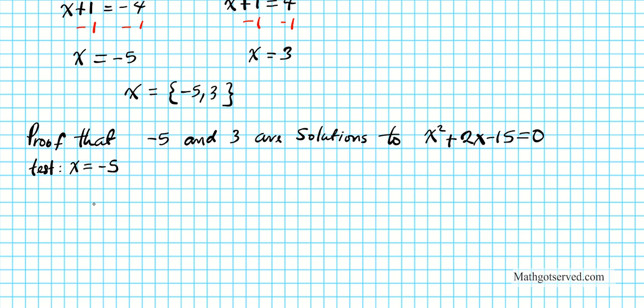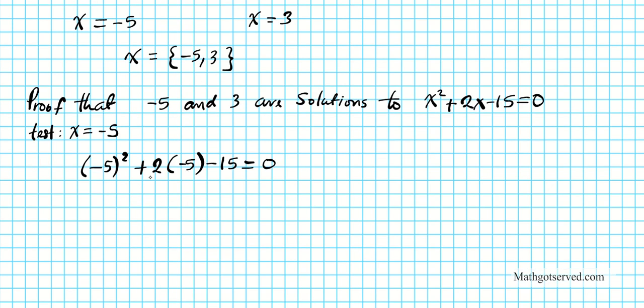So we're going to have -5 quantity squared, by substituting -5 for x, plus 2 times -5 minus 15 equals 0. So we're plugging in -5 for x in this equation, and we end up with this equation right here. Is this a true statement or false statement? We'll just simplify using order of operations. So -5 squared is 25. 2 times -5 is -10, minus 15.